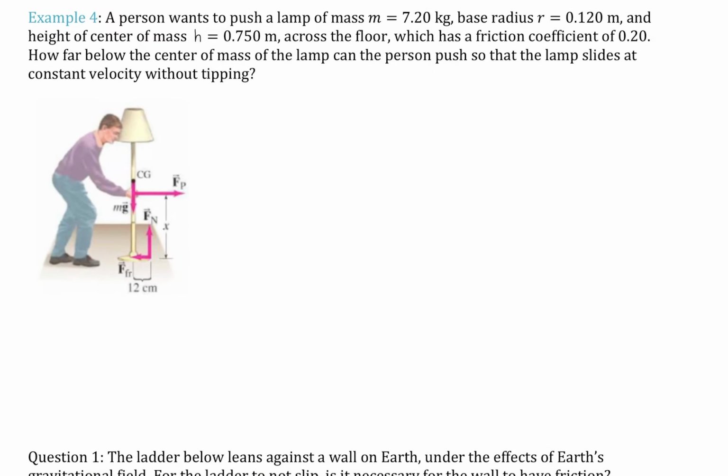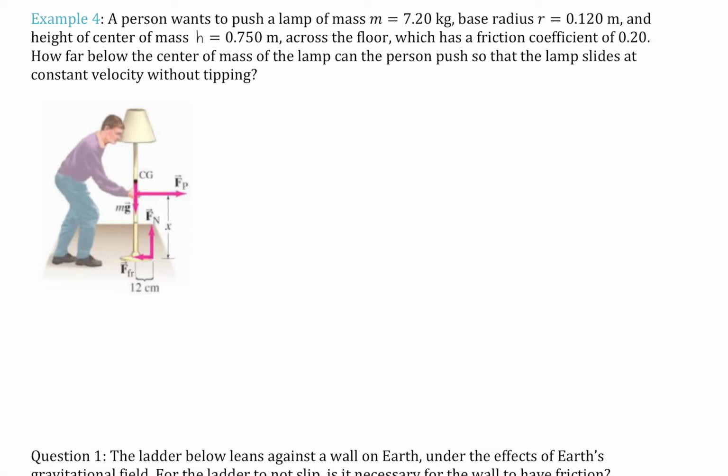This is someone pushing a lamp across the ground. They want to push at a constant speed and they don't want it to tip, because if it starts to tip, then it would be accelerating and it wouldn't be dynamic equilibrium. Instead, they want to push it at constant velocity, this person.